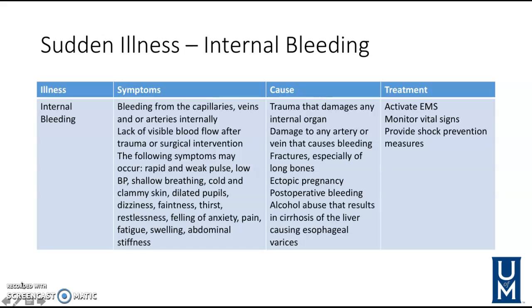So opposite of external bleeding, you may have internal bleeding. This is often caused by different traumas. And so different symptoms may occur, again, based on where this internal bleeding is coming from. Here, you're going to watch vital signs, try to prevent shock from occurring, and they're going to be needing to go with EMS to an emergency department.